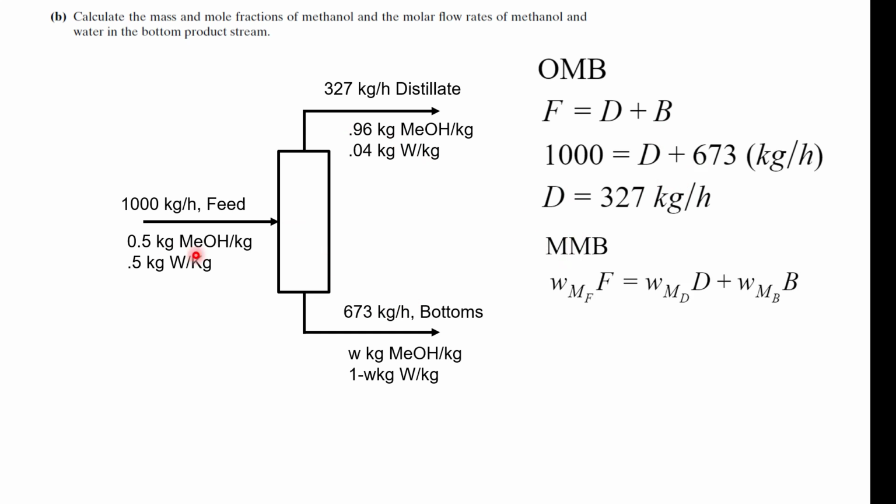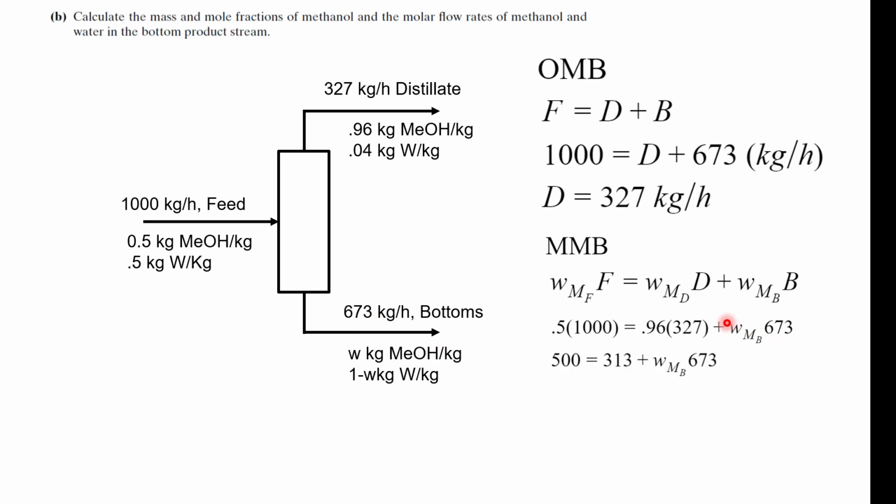And next, we can do the methanol mass balance by similarly adding up the methanol going into the system and all the methanol leaving the system. What's going in is about a 50-50 ratio of methanol to water. So we're going to multiply these values and set them equal to the multiplication of these values. If you plug in those numbers, it's going to be 0.5 times 1,000, set equal to 0.96 times 327. This is the distillate. And 673 times this mass fraction.